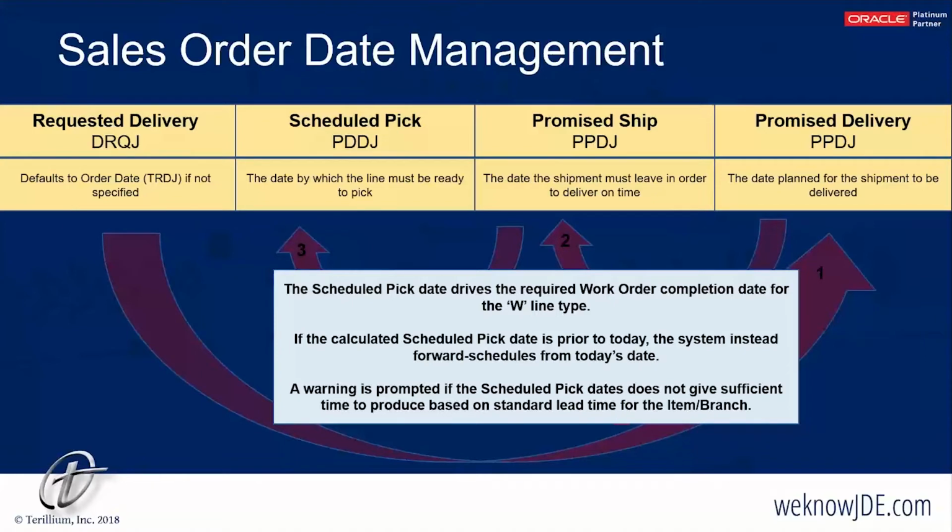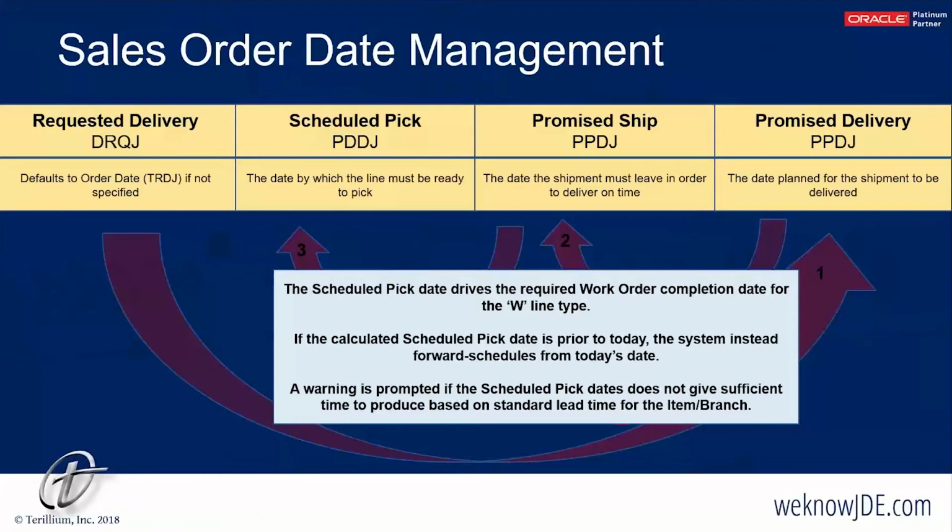Which, if you think about the situation when you're actually going to need to produce it, could be a bit of a problem. If you're going to be entering a sales order that's going to create a W line type for a work order, you've also got to have time to actually produce the material. And what the system will do is look to see if there's a lead time set up for the item branch that the line is created for. And if it can't produce in time, you'll get a warning, not an error.